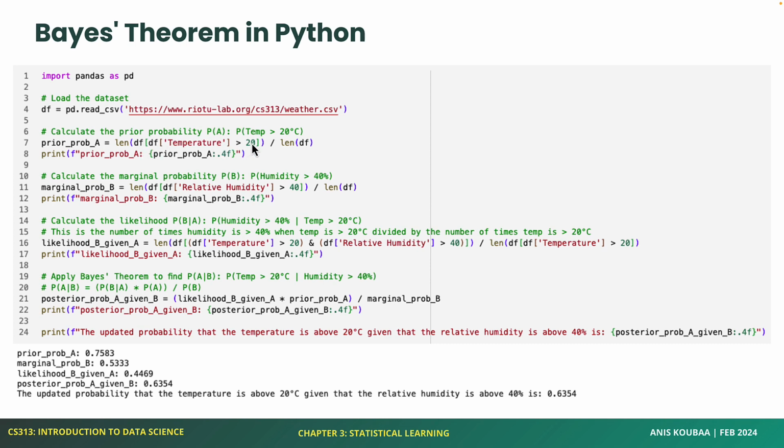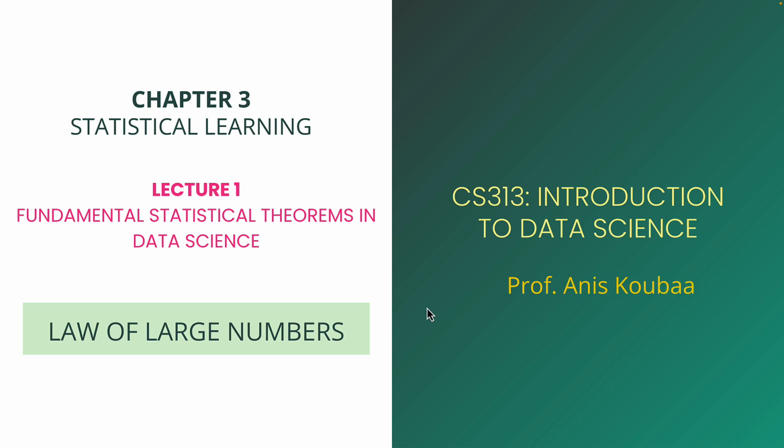Okay? So this will give me the prior 0.75, so I have 75% of the temperatures greater than 0. Okay, and the marginal probability here for B, same thing, but based on the relative humidity. And the likelihood B given A. And finally, the posterior probability A given B, this we call posterior. It's the likelihood of B given A, multiplied by the prior divided by the marginal, this is the formula of the Bayes theorem. Okay, that's about the Bayes.